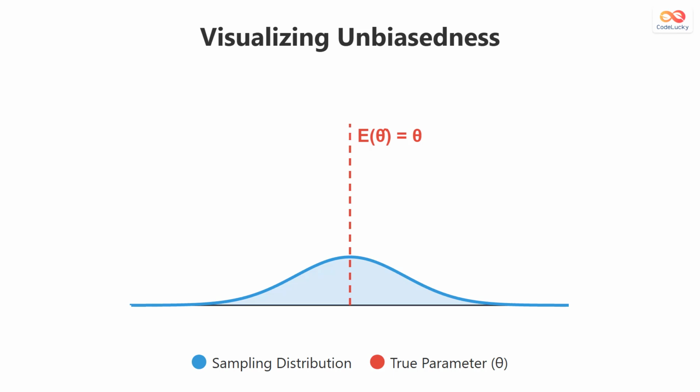Let's look at this visually. The blue curve represents the sampling distribution, the probability of getting different estimate values. Notice how the peak and center of this curve align perfectly with the red dashed line, which is the true parameter. Because the center of the distribution sits right on top of the truth, we say this estimator is unbiased.